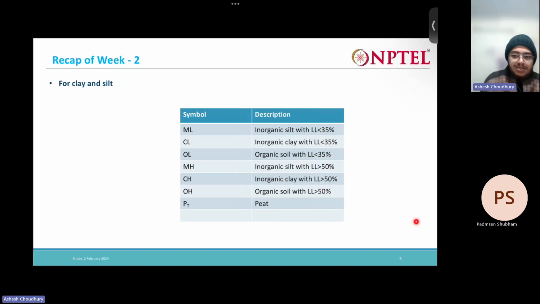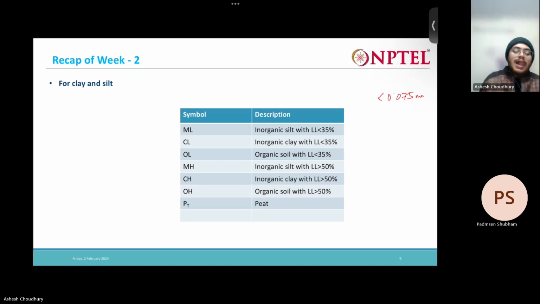Now for clay and silt. So what is clay and silt? When the particle size is mostly lesser than 75 microns, that is lesser than 0.075 mm, then we call it clay or silt. The more generic term is fine grained soil. If the soil particle size is lesser than 0.075 mm, the more generic term we can use for that is fine grained soil.